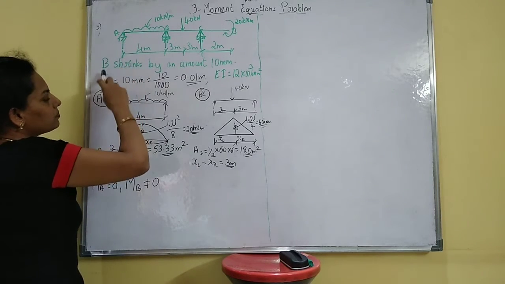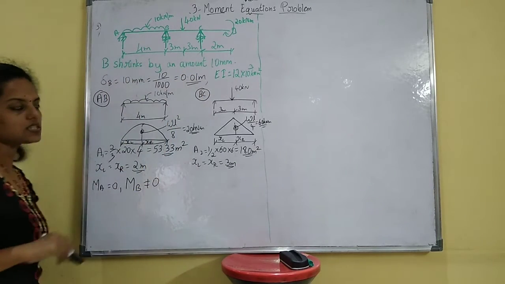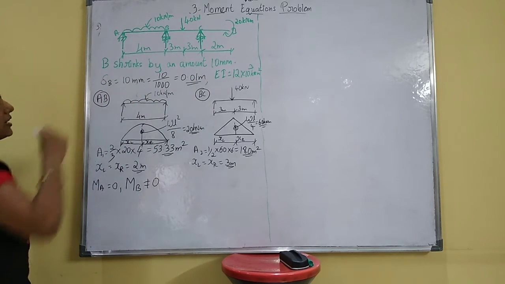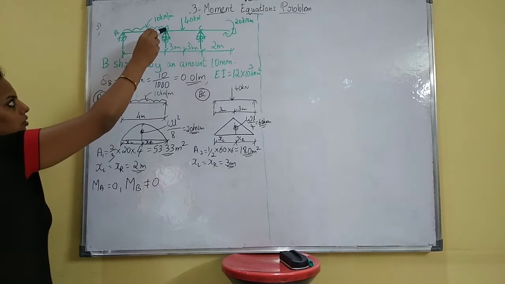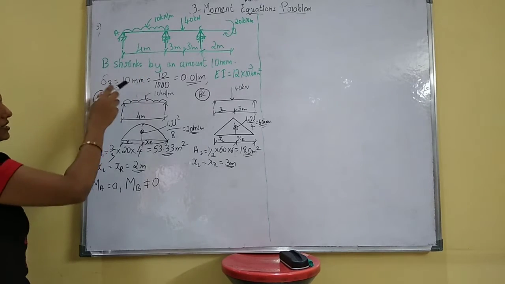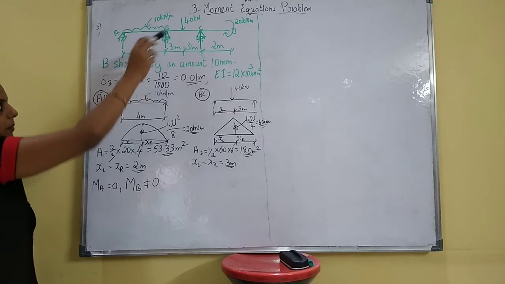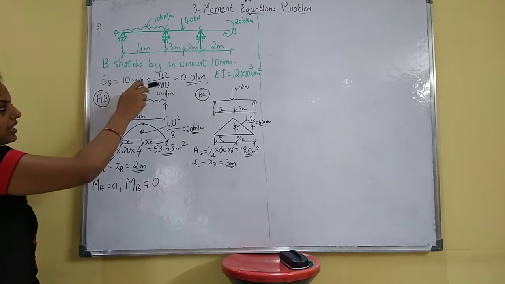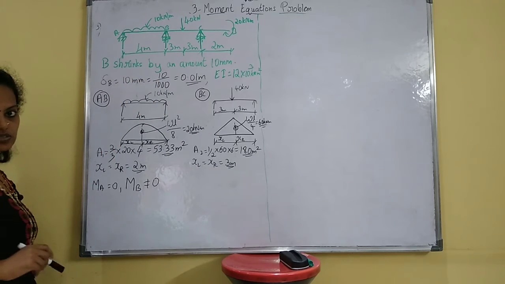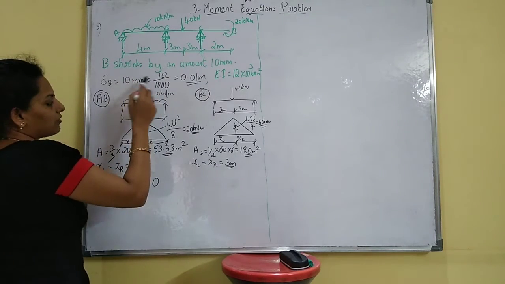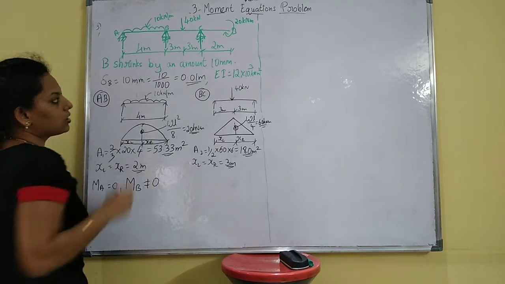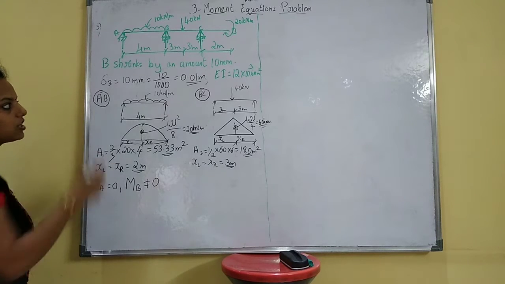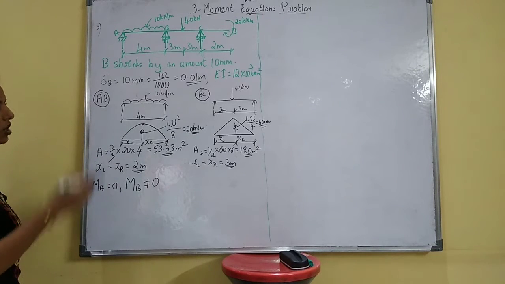So in this problem, B settles by an amount of 10 mm, and EI is given. So delta B is nothing but 10 mm. Keep everything in meter, keep the same unit. Here the distance and length are in meter, so keep this also in meter. Conversion to meter is nothing but dividing by 1000. You will have delta B as 0.01 meter. Then we will see the changes in the formula while solving.